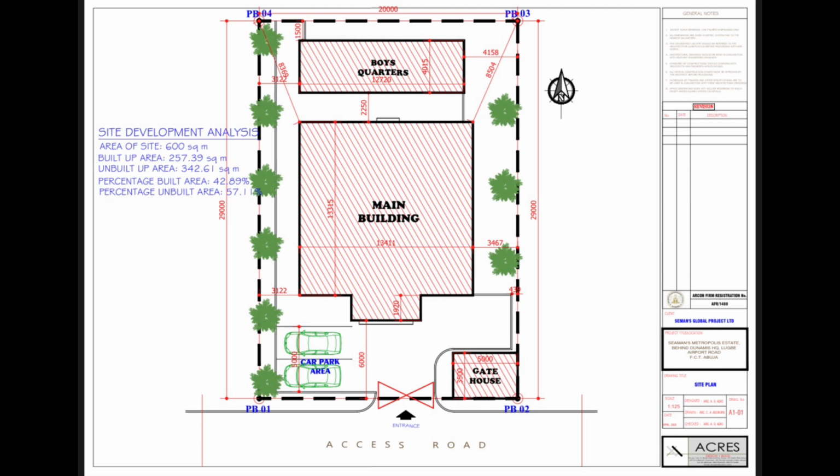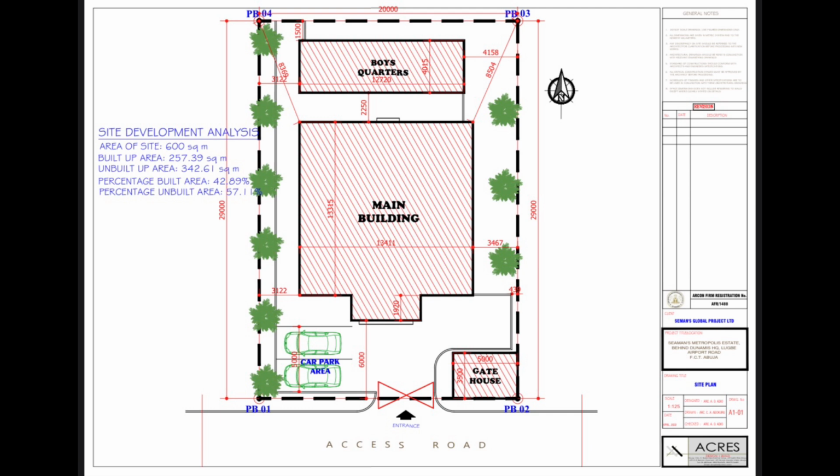So if you look at the site development analysis, you can see some things written there. They say that the area of the site is 600 square meters, the built up area is 257.39 square meters, the unbuilt up area is 342.61 square meters. The information that you actually need is just the area of the site. So they say that the area of the site is 600 square meters. That is like about one plot of land. So we are not just going to be using that information, we have to measure it directly using the information given us on the drawing.